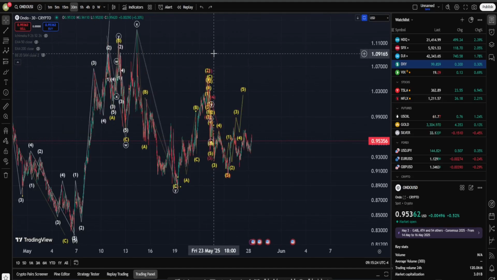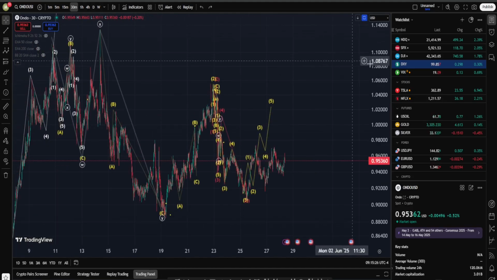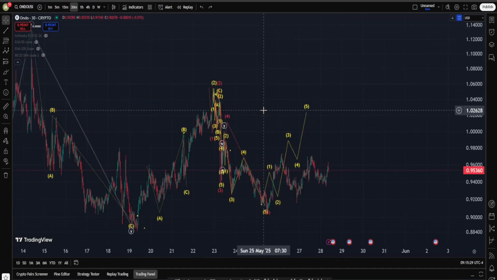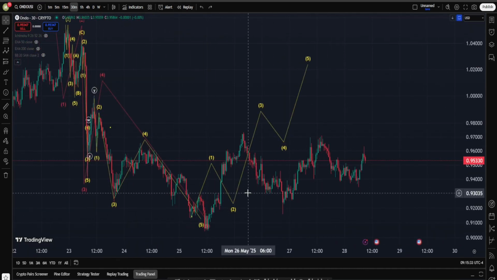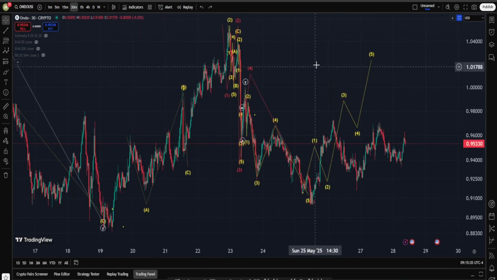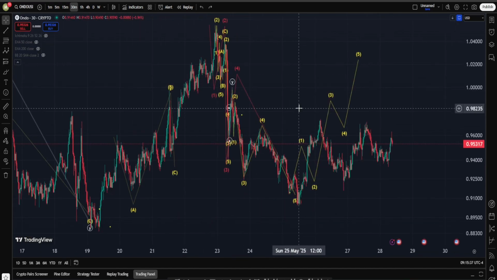Okay, hi everyone, welcome back, and in this update we are going to check out ONDO's price chart. In the previous video we were right around the lows, and the idea was that one way or the other we are going to have a move up, but the move itself is kind of predictable and it's honestly not really that important. What really matters is the shape of the move.